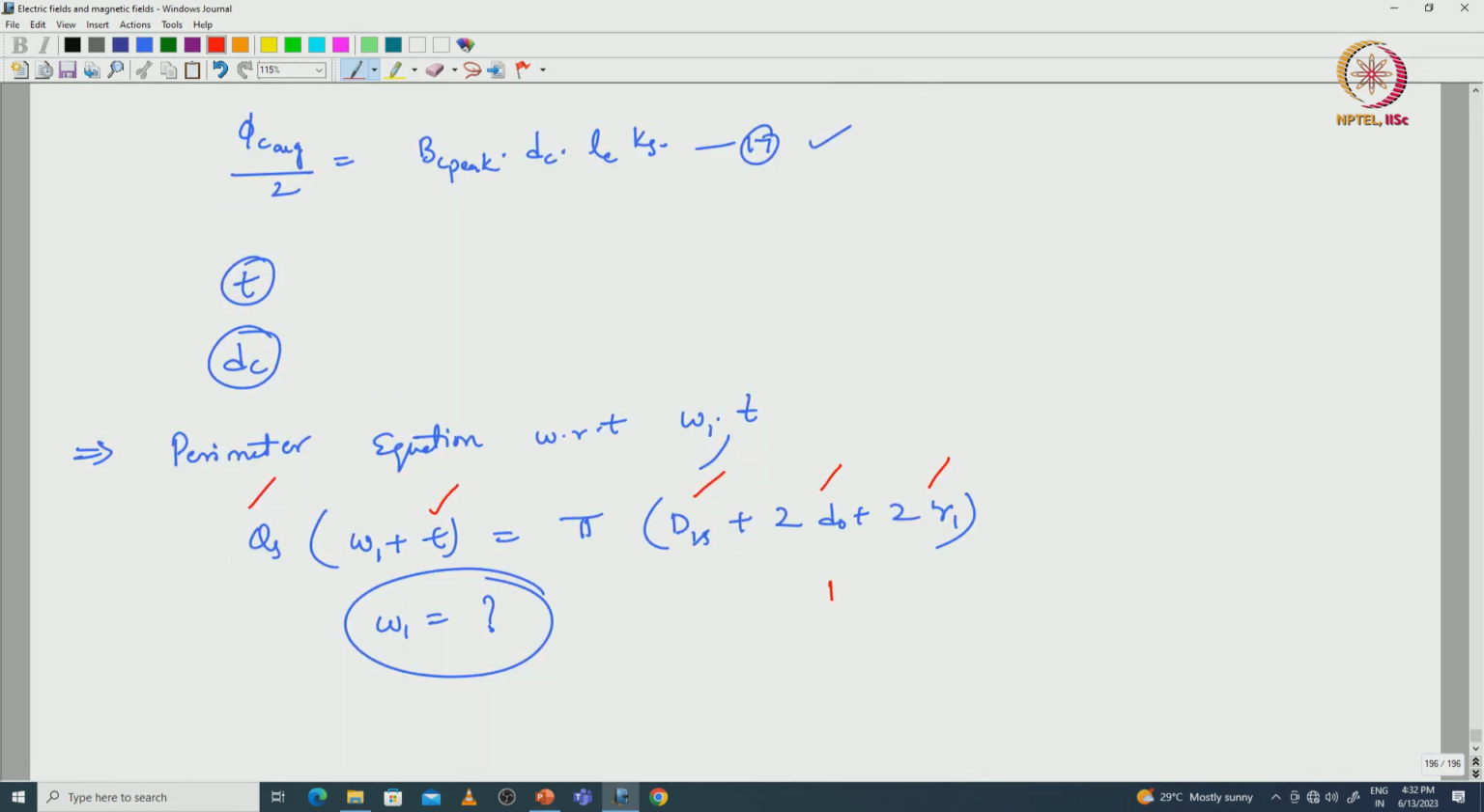To select D0, like 1 to 2 mm we can select, depending upon the slot height. This is an assumed value, and R1 is also an assumed value.